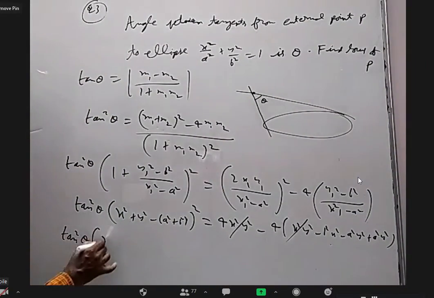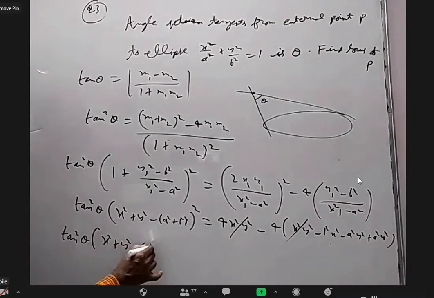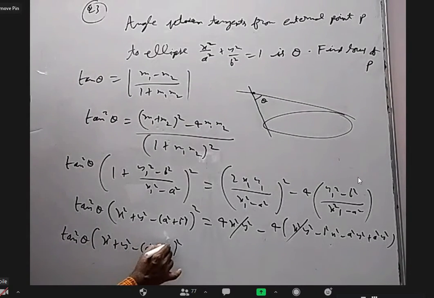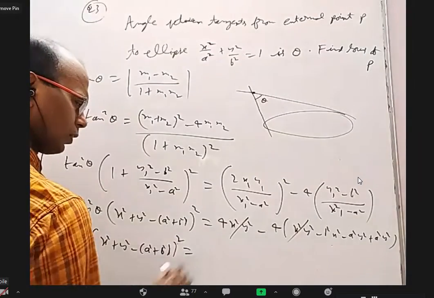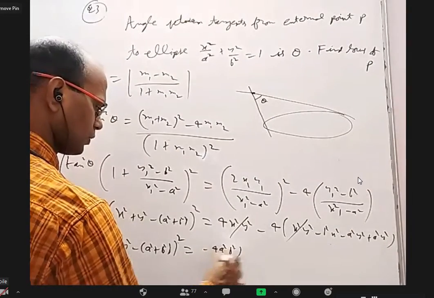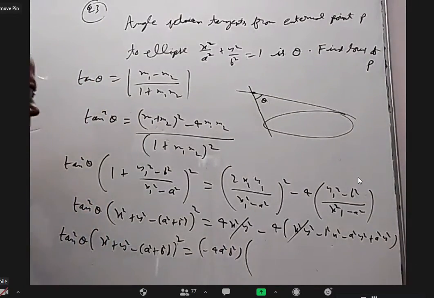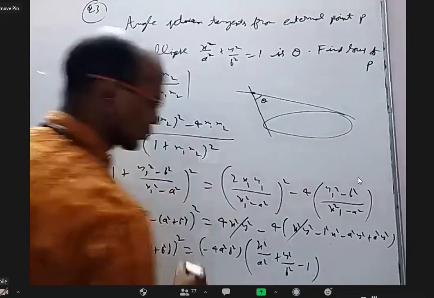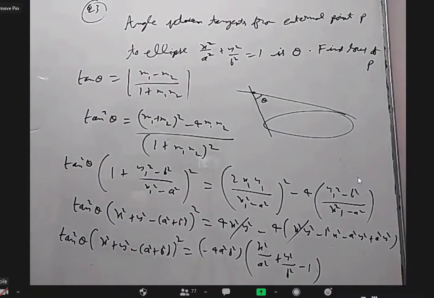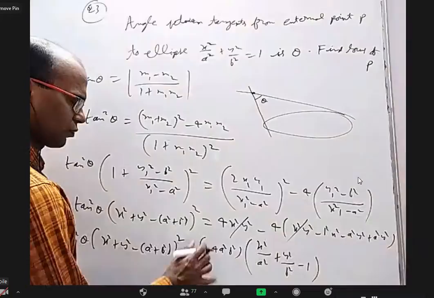So tan square theta into (x square plus y square minus a square plus b square) whole square. Here I want to take minus 4a square b square common. It will be x square by a square plus y square by b square minus 1. It is plus 1, not minus. Plus 4a square b square.